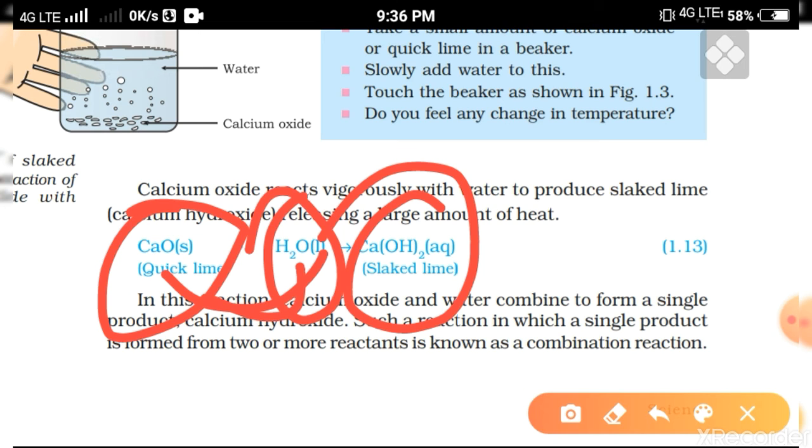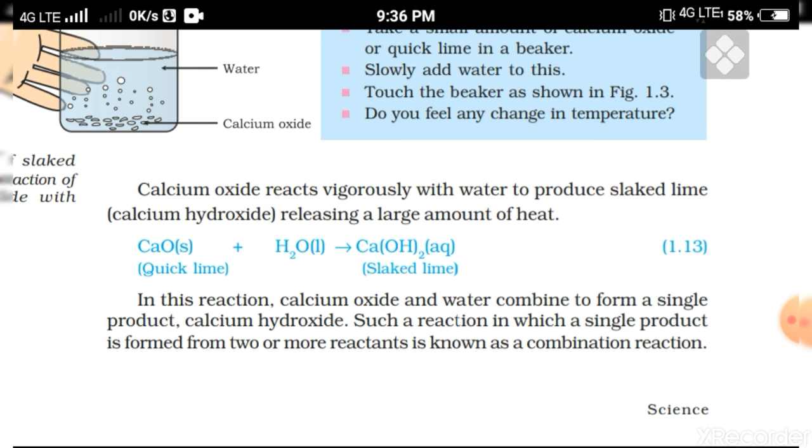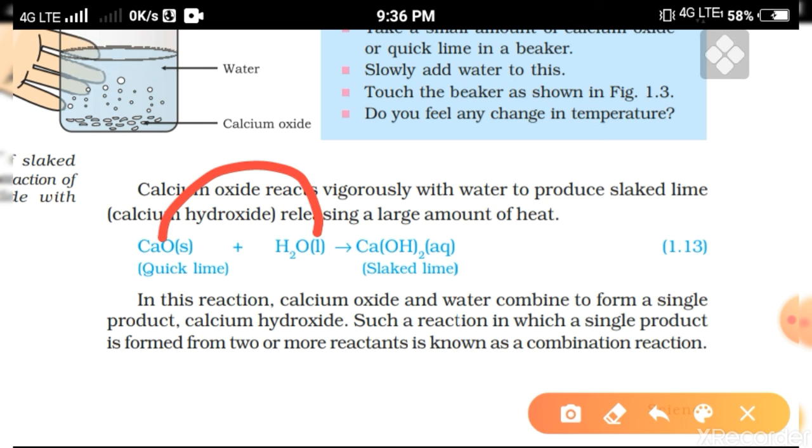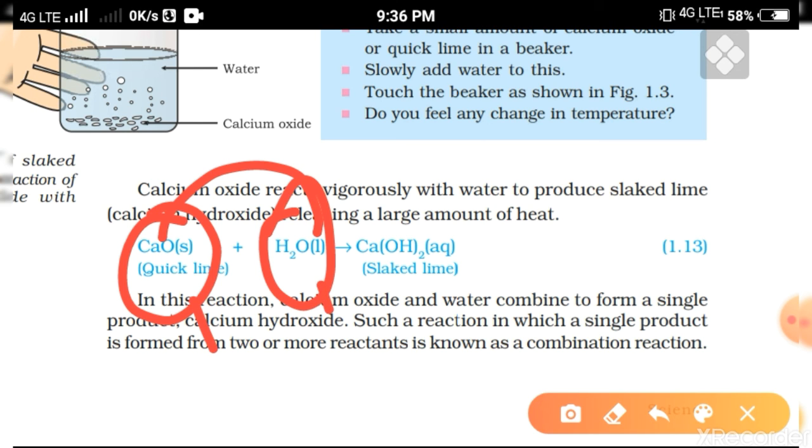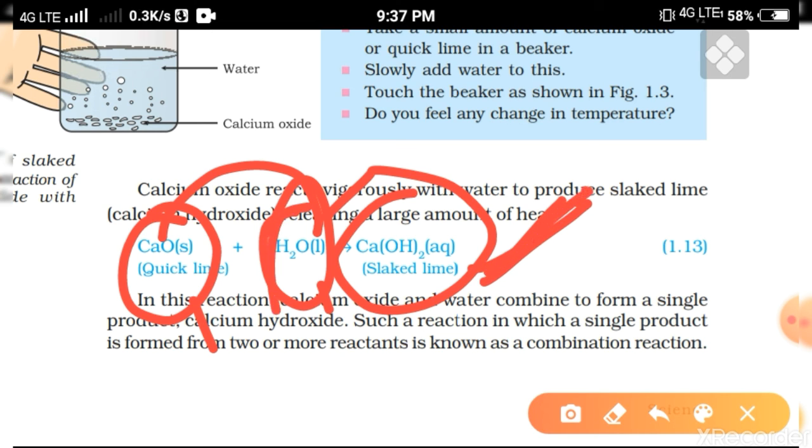This is the formation of a new product. Why is it formed? After the bond forms between calcium oxide and water molecule, calcium hydroxide is formed. This is known as slaked lime. It is also found in aqueous form, meaning moisture present in water. So this is also known as a combination reaction, after the bond forms between these two molecules.